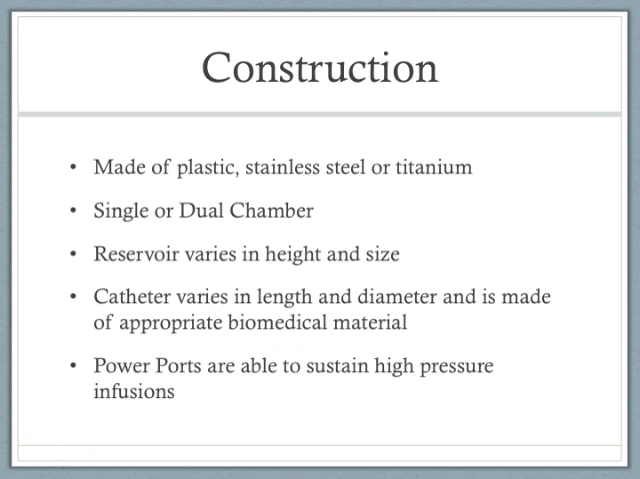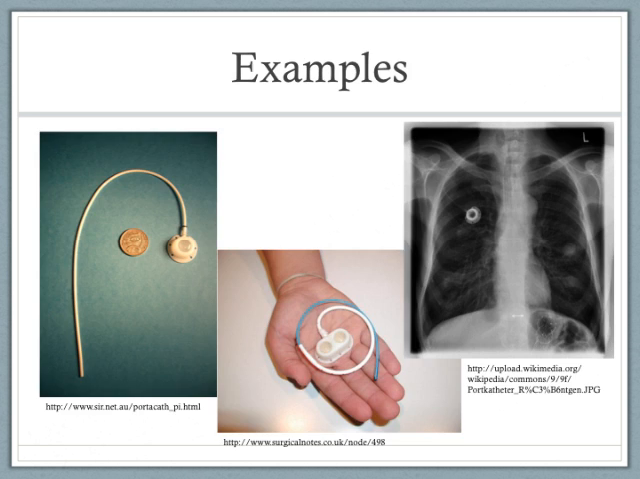Here are some examples of the power ports. The one on the left is a single chamber. As you can see, it's about the size of a penny. The one in the center has two chambers or two reservoirs. And if you look at the right, the X-ray, it shows it in the patient's chest. And you can see the small catheter that goes up into one of the patient's central veins.